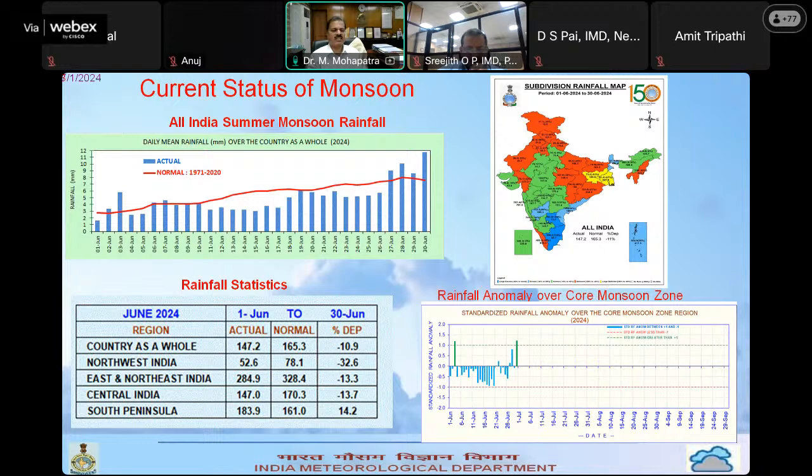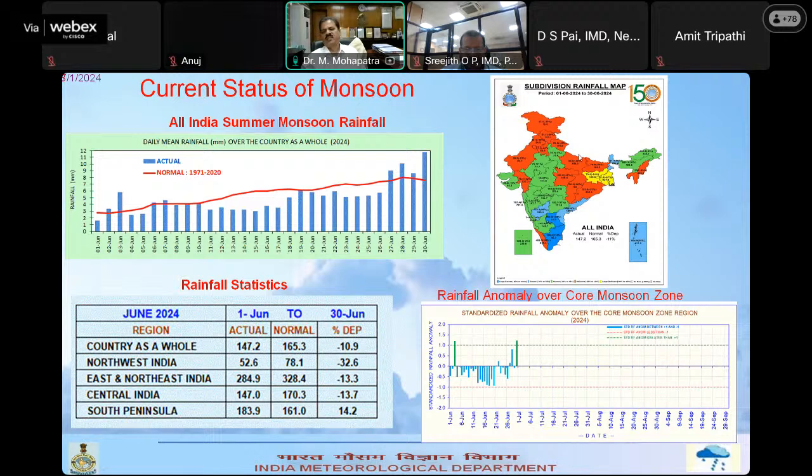Looking at the homogeneous regions, we'll find that Northwest India was minus 32.6% deficient. East and Northeast India was 13.3% deficient. Central India was 13.7% deficient, and South Peninsular India was 14.2% above normal. That means South India got good rainfall activity.